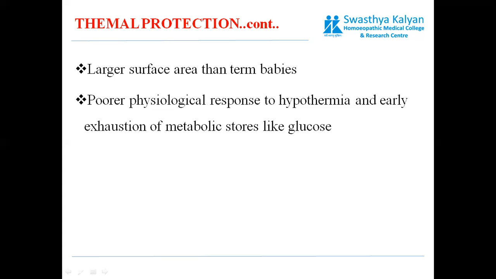The preterm babies and the low birth weight babies have larger surface area as compared to the babies who are born at term. Now, term born babies are those who are born at completed 37 weeks of the gestation. So the preterm babies have larger surface area than the term babies. That's why they are more prone to develop hypothermia. Then the low birth weight babies or the preterm babies have poor response to hypothermia, and in them there is early exhaustion of the metabolic stores like glucose.